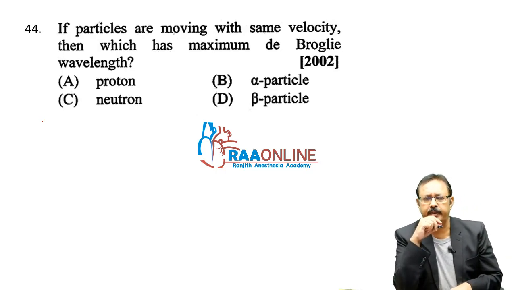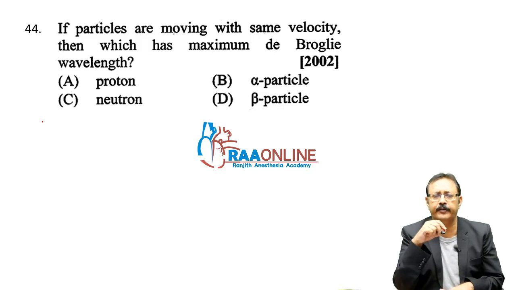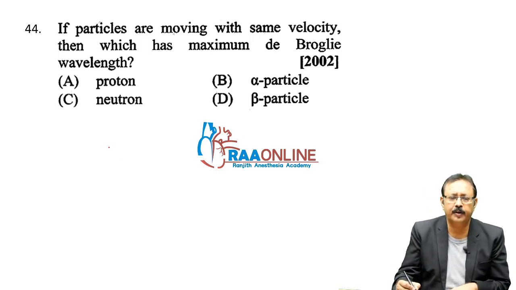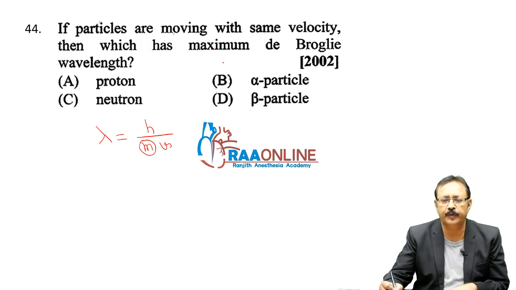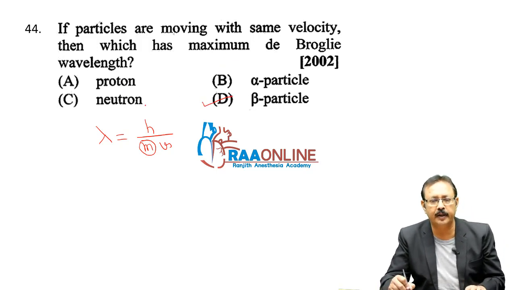2002 AIPMT. If particles are moving with the same velocity, then which has maximum de Broglie wavelength? What I told you, de Broglie wavelength is given by h upon momentum, mass into velocity. Velocity is same. For maximum of lambda, m should be minimum. So the lightest particle in these four is the beta particle, electron. So we will go with option D.